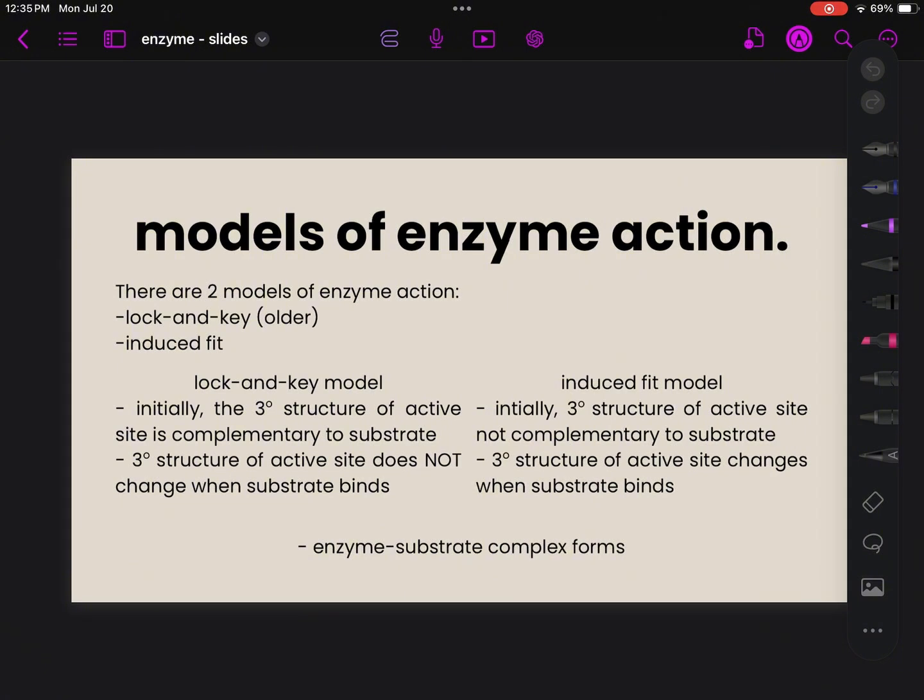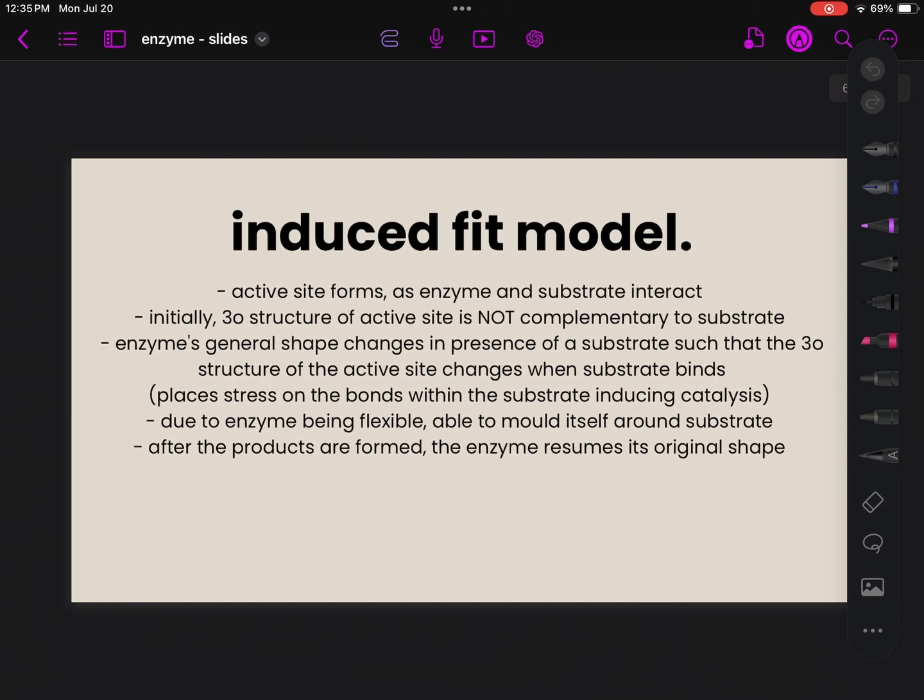Again, for the lock and key model, the tertiary structure of the active site does not change when the substrate binds, whereas in the induced fit model, the tertiary structure of the active site changes when that substrate binds. And a similarity between both models of enzyme action is that enzyme-substrate complexes do form. So more on the induced fit model. Here is the process of the induced fit model.